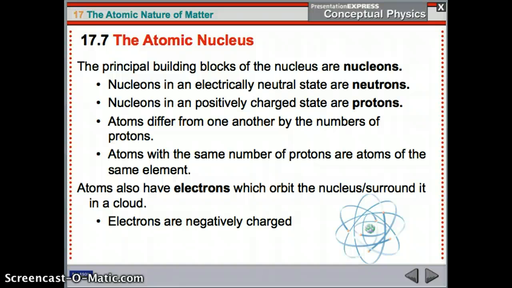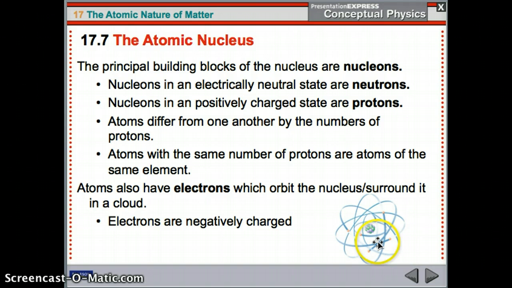Atoms are different from one another by the number of protons. So hydrogen has 1 proton, helium has 2 protons, so on and so forth. Their atomic number relates to their number of protons. And if you have a different number of protons, you now have a different element. Atoms that have the same number of protons are the same element. You cannot have 2 things with 6 protons and have them be different things. That cannot happen.